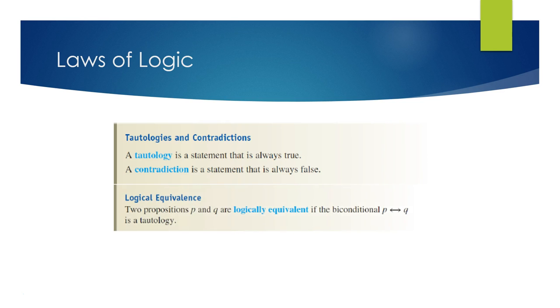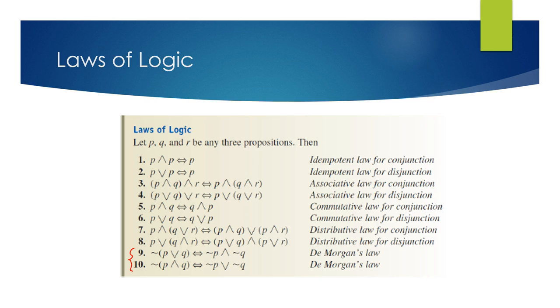Because logical equivalence, if I want to give it an alternate definition, basically if I have two statements that are supposed to be logically equivalent, then if I take those two statements and write them as a biconditional statement, they should be a tautology. So basically the biconditional of those two statements should be true. And we have a number of laws of logic for these various propositions and these logical equivalents.